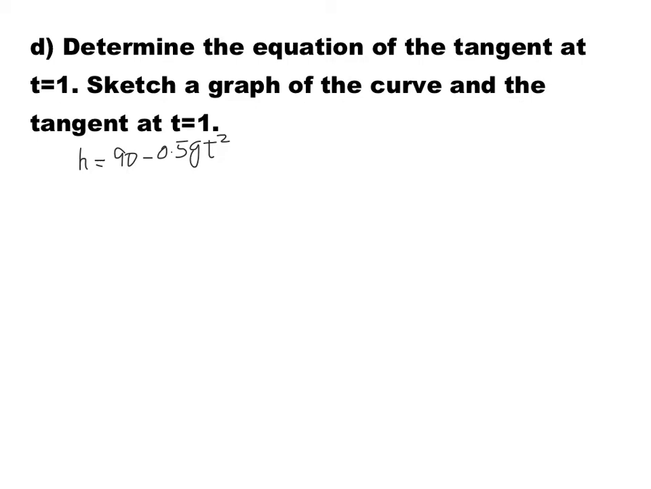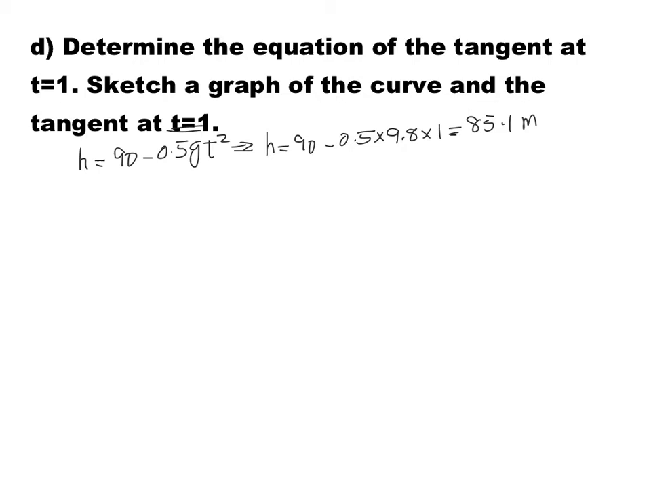To find the height at t equal to 1, I'm going to replace t equal to 1 here, so I'm going to find that h is 90 minus 0.5 times 9.8 times 1 squared, which is 1. If we simplify this one, we get 85.1 meters. So at t equal to 1, the height is 85.1 meters.